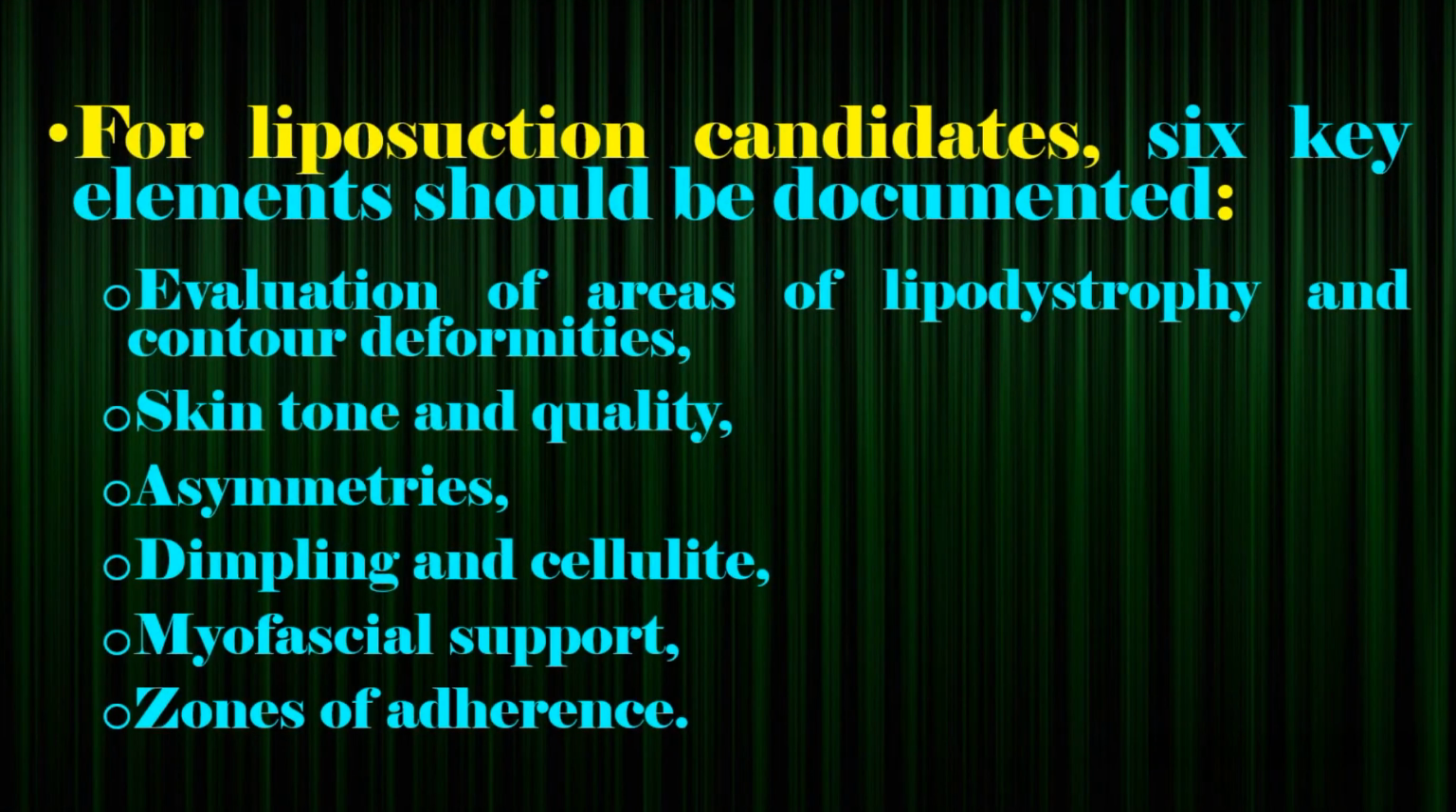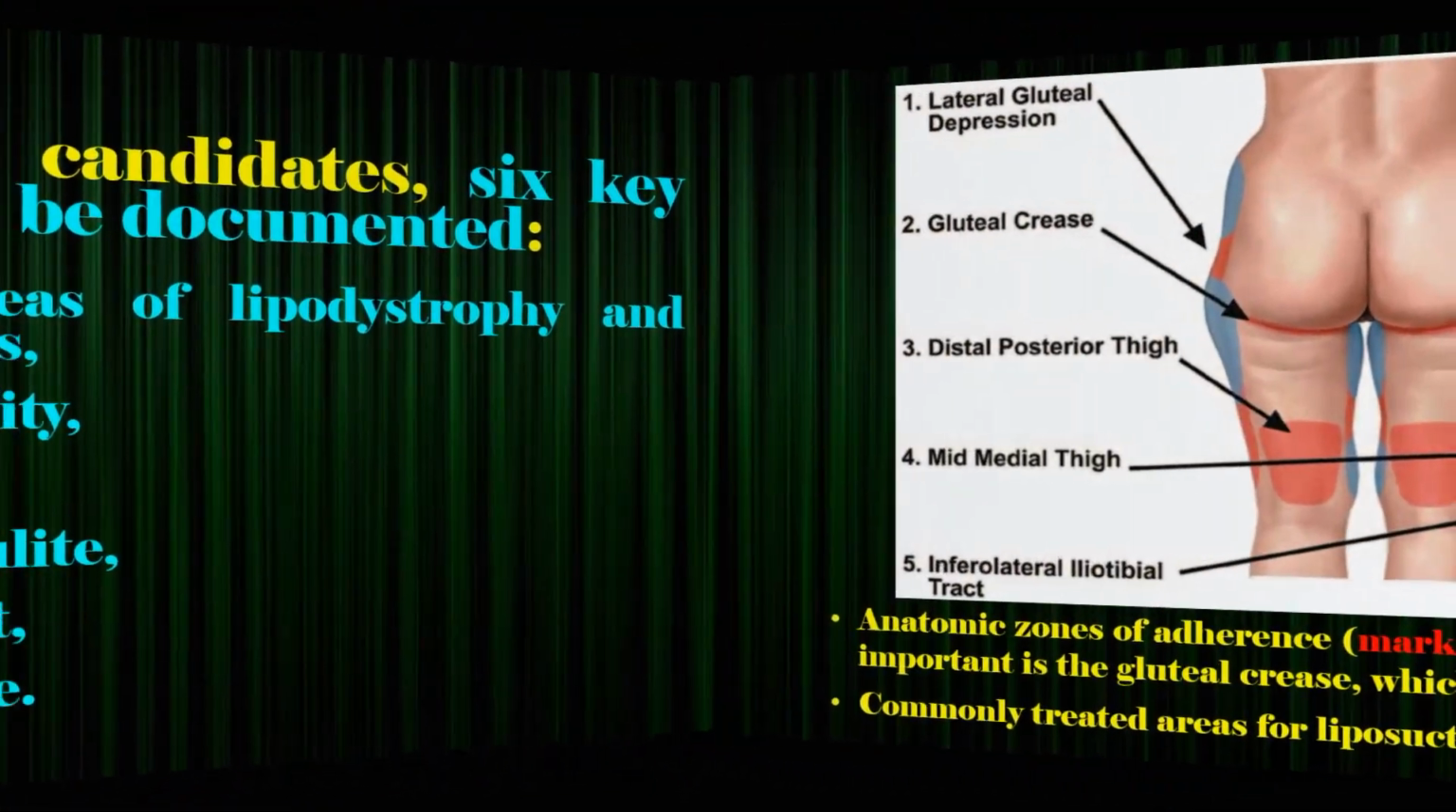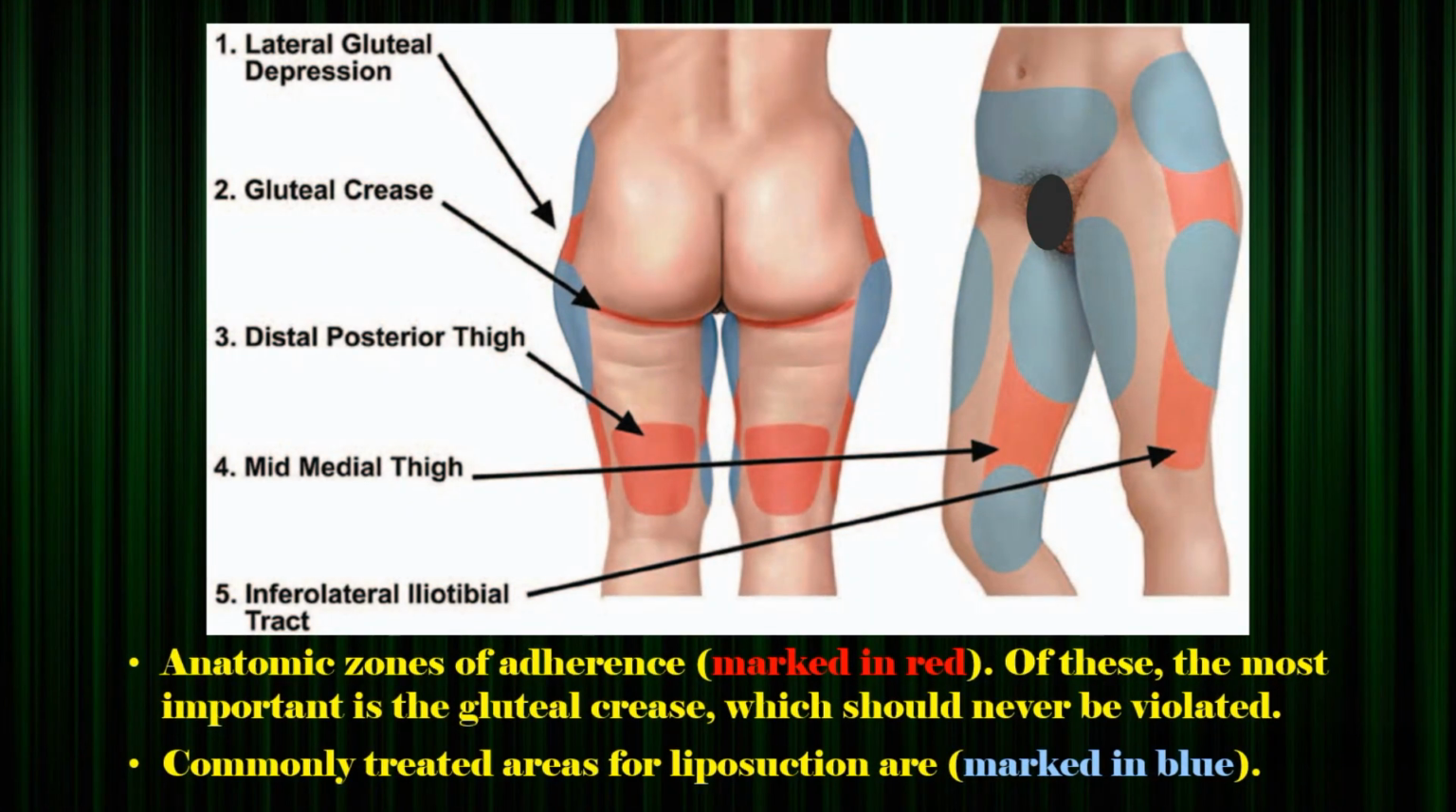For liposuction candidates, 6 key elements should be documented. Evaluation of areas of lipodystrophy and contour deformities. Skin tone and quality. Asymmetries. Dimpling and cellulite. Myofascial support. Zones of adherence. Anatomic zones of adherence, marked in red.